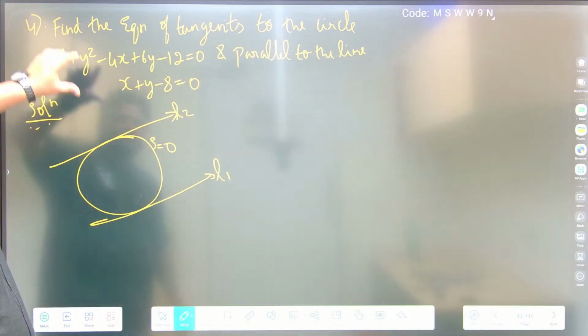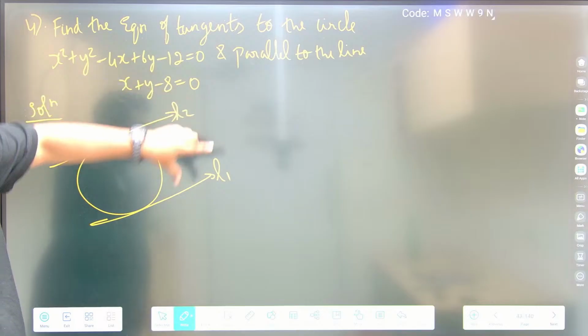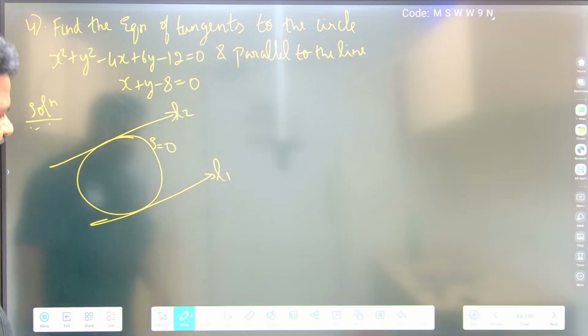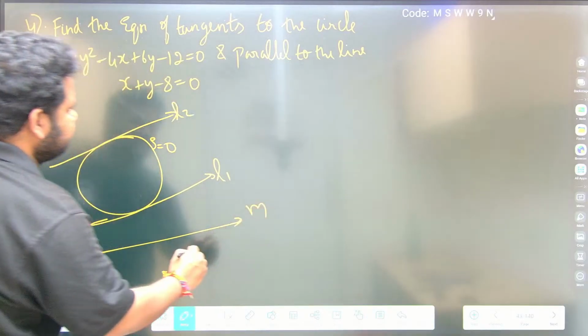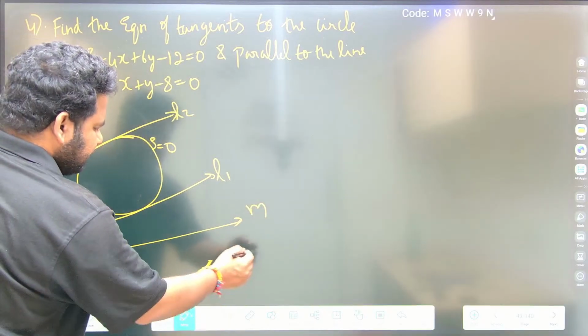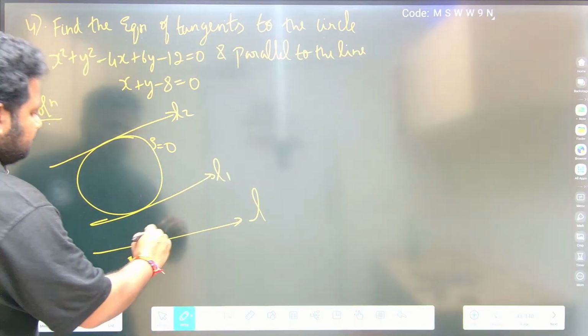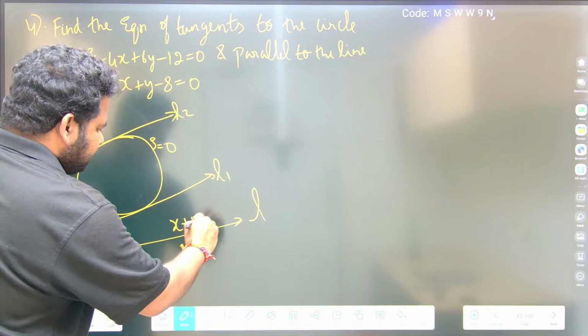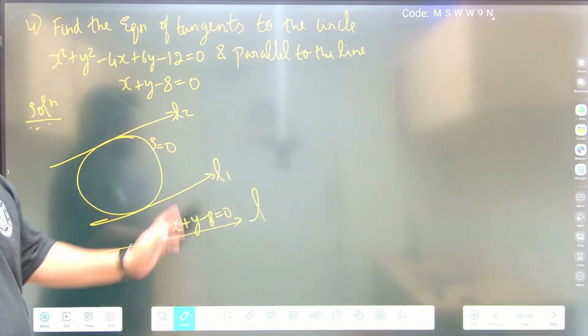Find the equation of tangents to the circle, and parallel to the line. These tangents should be parallel to the line that is given. Let us take it as line L. Okay, line L. They have given this line to be x plus y minus 8 is equal to 0.